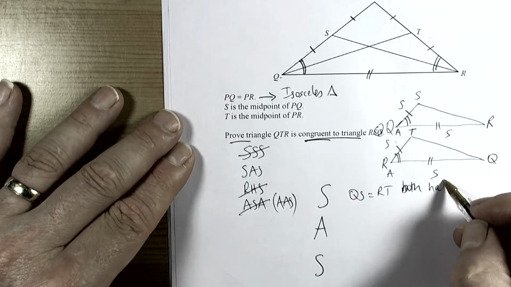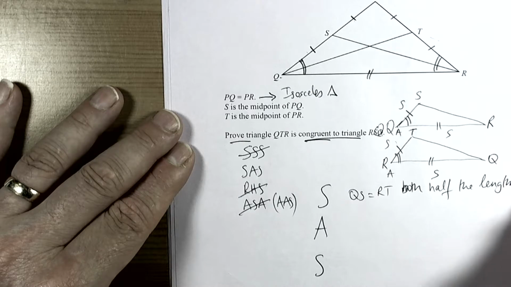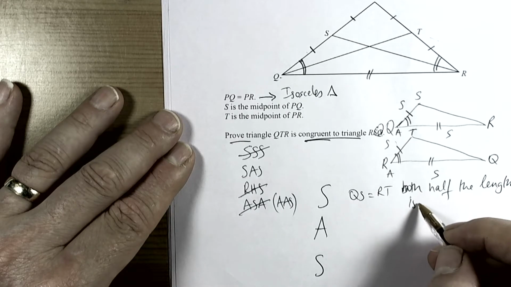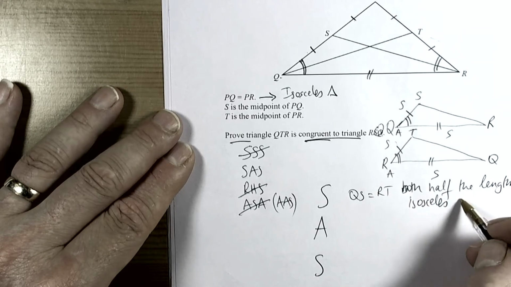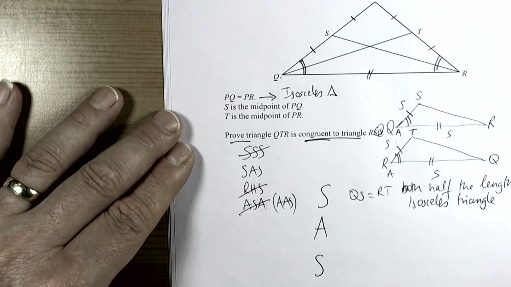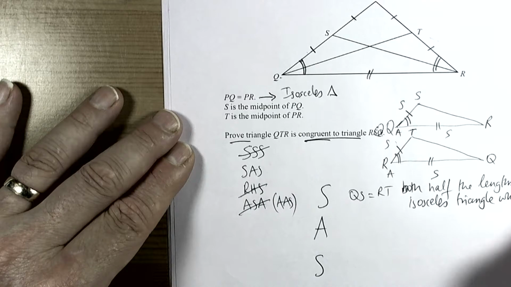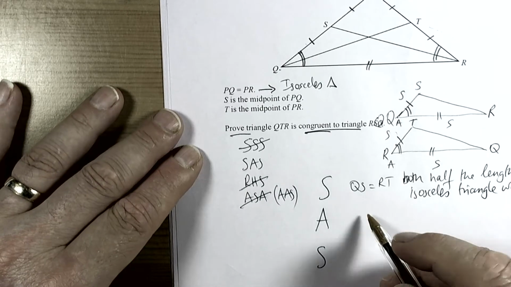Both half the lengths of an isosceles triangle where PQ equals QR.